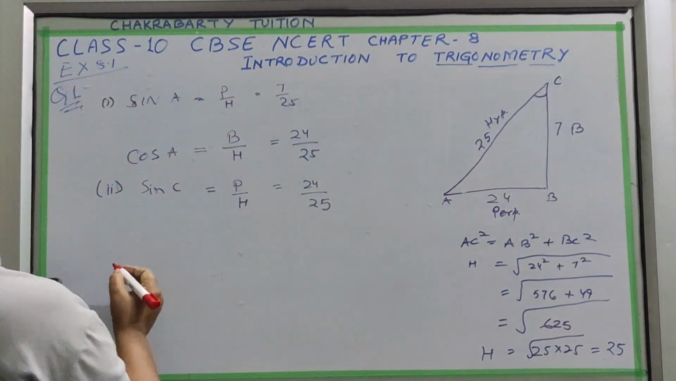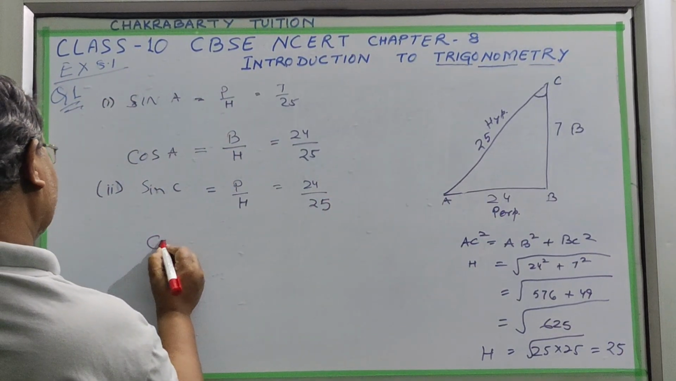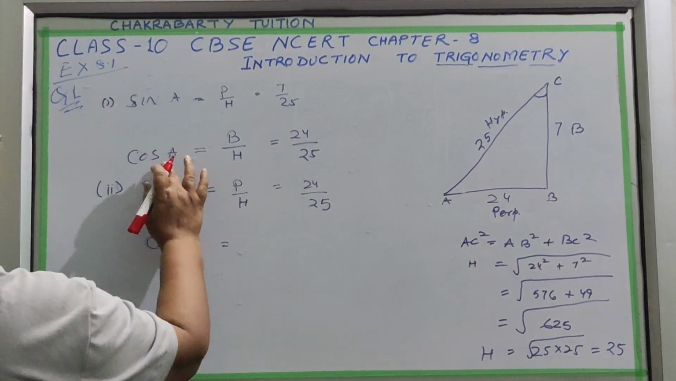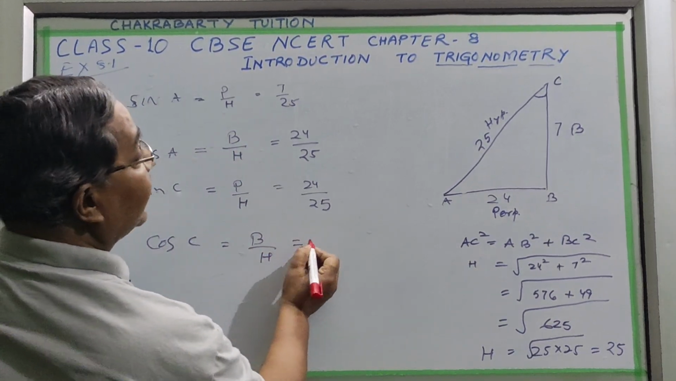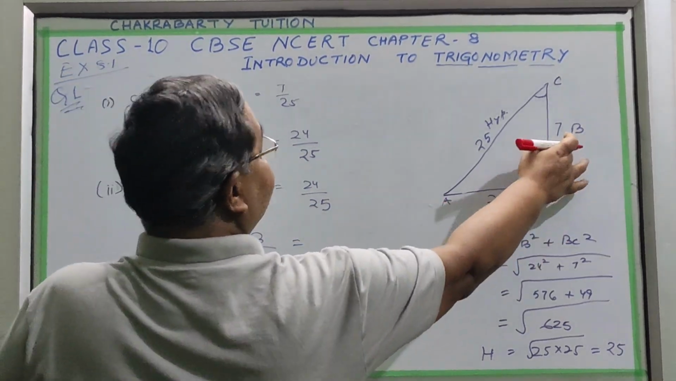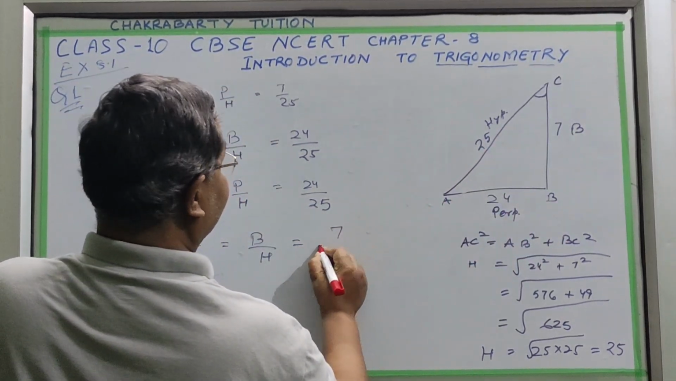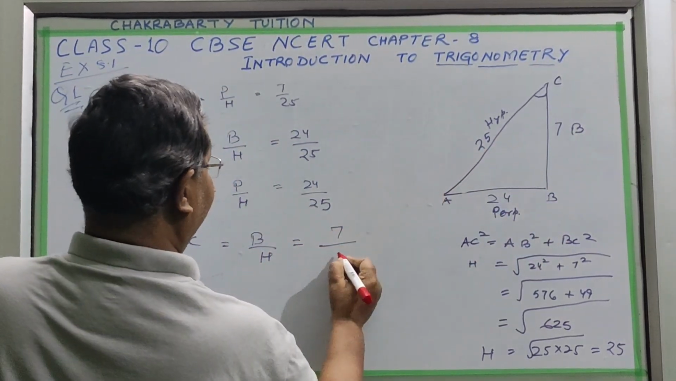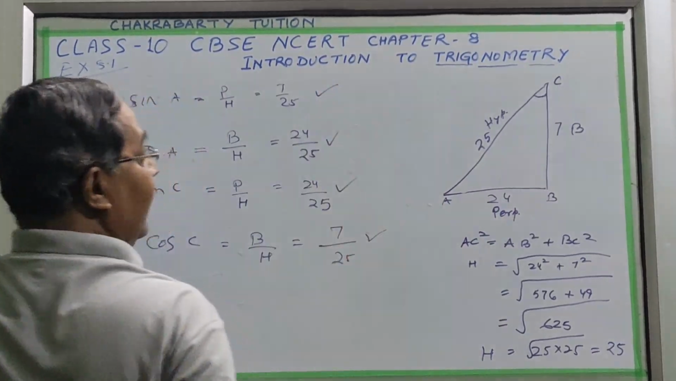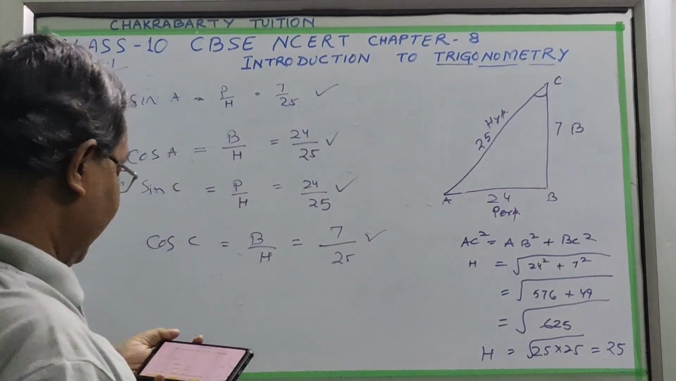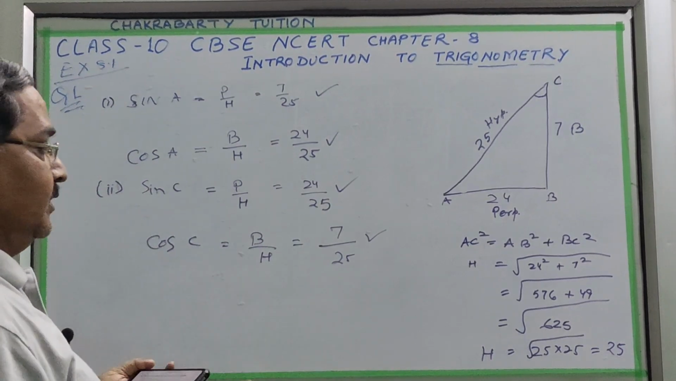Okay, and the other is cos C. The cos formula is B upon H. So here you see your base is now 7, and H is 25. So these are your answers. Okay, so here one question is over. We will go to question number 2.